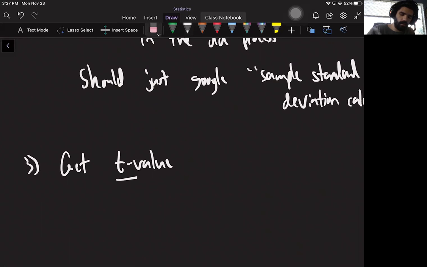I don't know why I underlined it. Okay, so we're going to get the t-value. So you need two things to find the t-value.